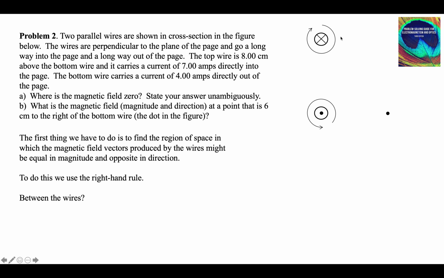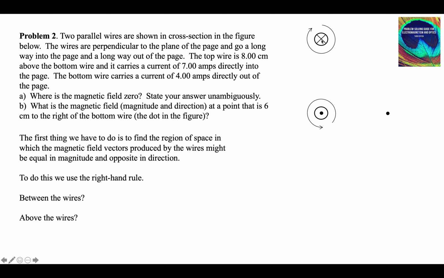All right, so where is the field 0? Between the wires, the bottom wire produces a field to the left. Between the wires, the top wire also produces a field to the left. There's no way the fields can cancel in here because they're in the same direction. What about above the wires? The top wire makes a field to the right above the wire. The bottom wire makes a field to the left above the wire. The fields are in opposite directions.